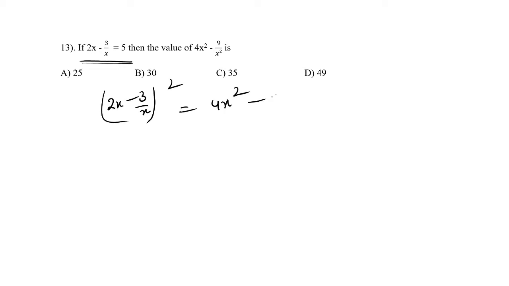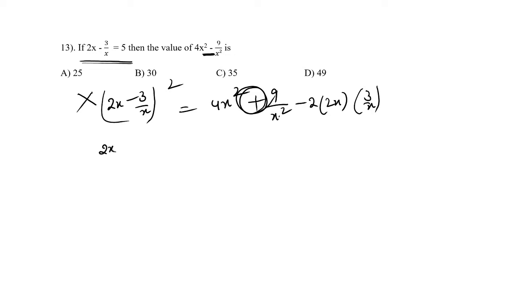4x square plus 9 by x square minus 2ab. This is the result. Here see what is the symbol? The plus symbol is there, but here we should find the minus value, 4x square minus 9 by x square. So this is not the correct procedure. Now take the given expression, 2x minus 3 by x is equal to 5.